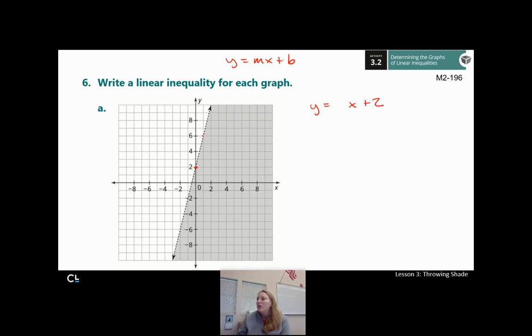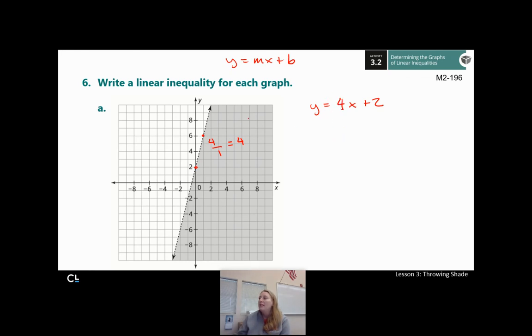Let's find a slope though. Here's a good point. So it looks like to get to that point, I had to go up 1, 2, 3, 4 up and over 1. So it looks like my slope is 4 over 1. Oh, well, that's just 4. So I'm going to say 4.